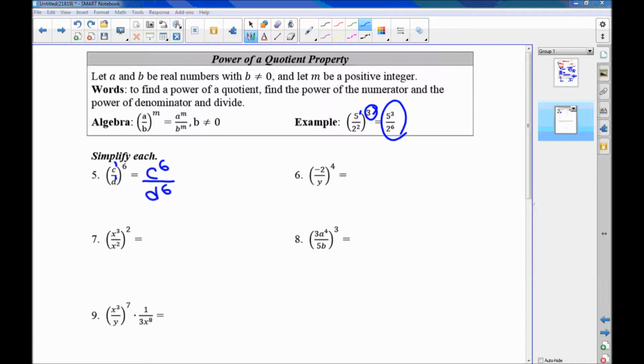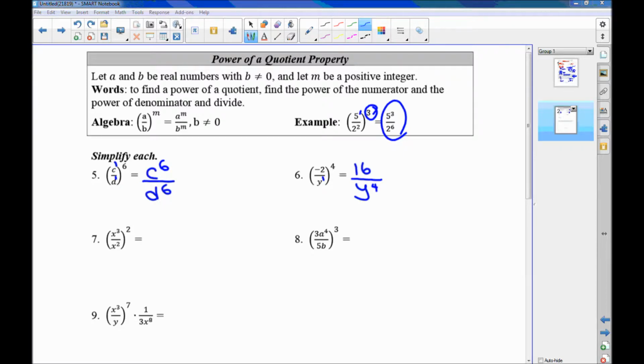All right, number 6, negative 2 to the 4th power. So we can go ahead and work that out. That's just negative 2 times negative 2 times negative 2 times negative 2, 4 times, for 16. And then on the bottom, we could do 4 times 1, which is y to the 4th power.